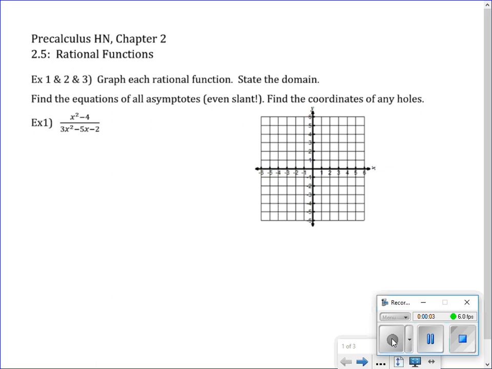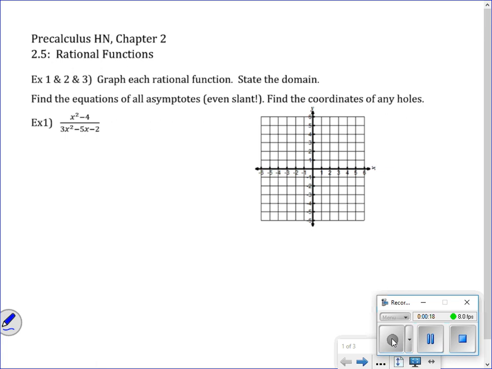All right, part of section 2.5 is just basically graphing rational functions like you've done before already this year. So I'm just going to go over one of the basic ones, and then you have a couple more things to learn about slant asymptotes. We never really went into detail about those.